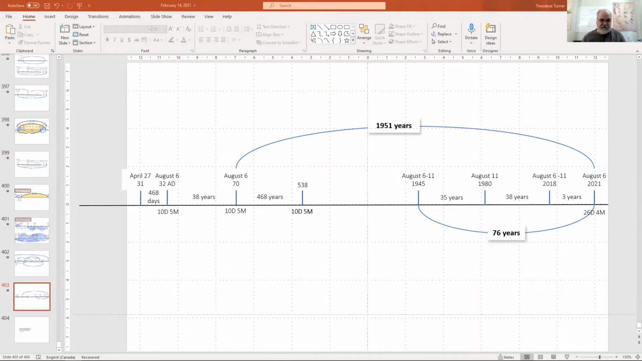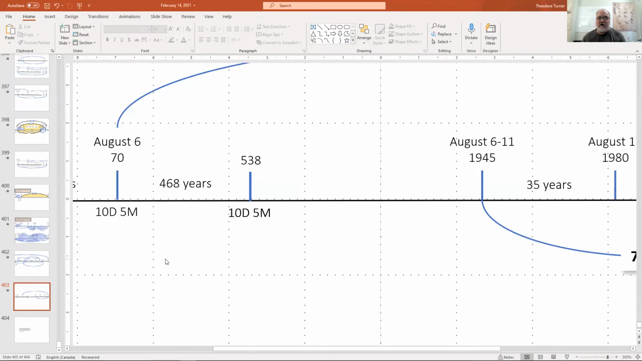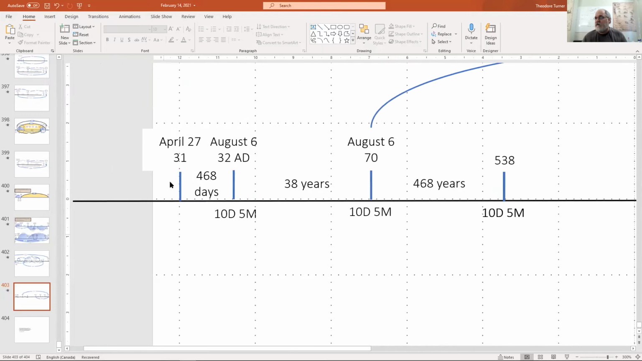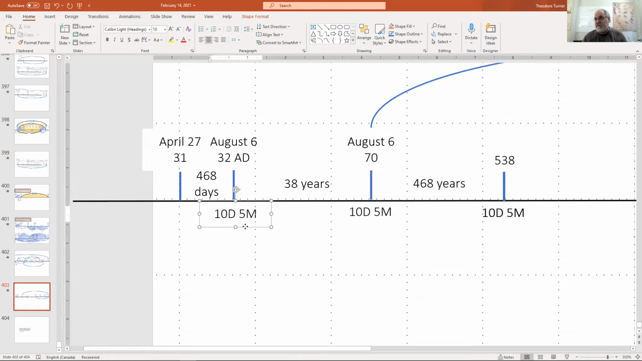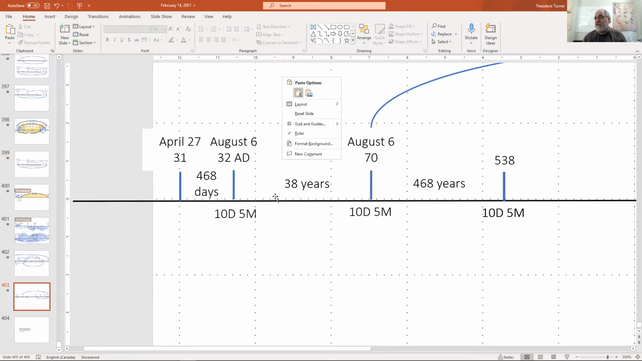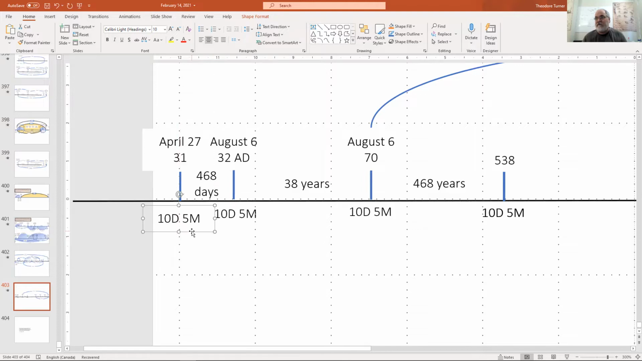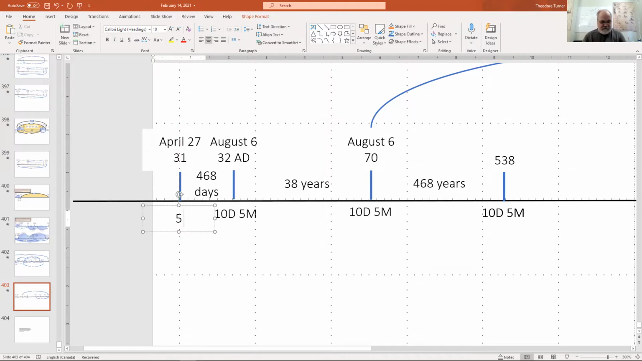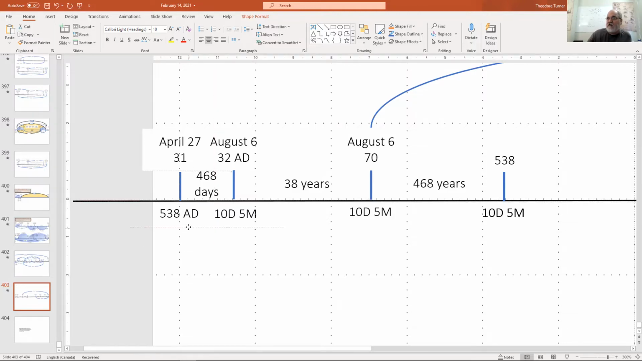So I'm just going to zoom in a little bit here. Okay, so I'm going to zoom in on this diagram. So this is the crucifixion of Christ. And if I was going to put a year under here, what year did I put under the crucifixion of Christ as a year? 34. No, I put 538. And why did I do that? Oh, gotcha. Right? So why did I put 538 under the April 27th, 31 AD?